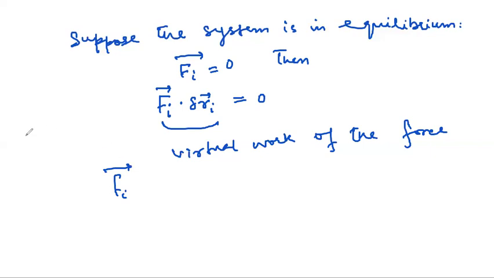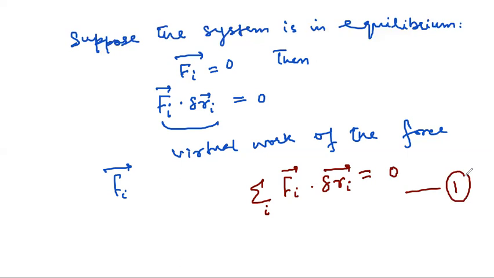That simply means that I can write summation over i of Fi dot delta Ri is equal to 0. Let me name it equation first. So far it is all understood.